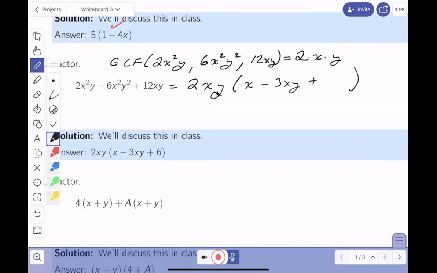Plus, well, what times 2 would give you 12 would be 6. And I got the x and a y. So I'm going to say this is correct. But you know what I want to do? It's a little complicated. I want to check it. How do I check it? Not by looking at the key, but by multiplying it out.